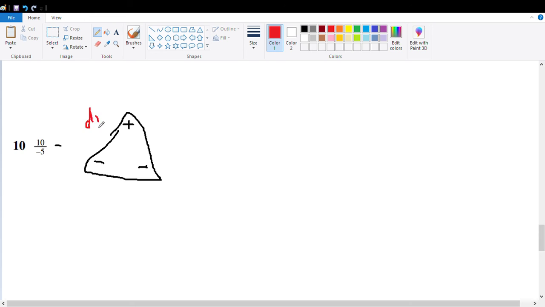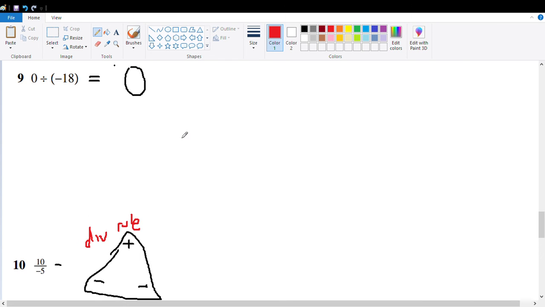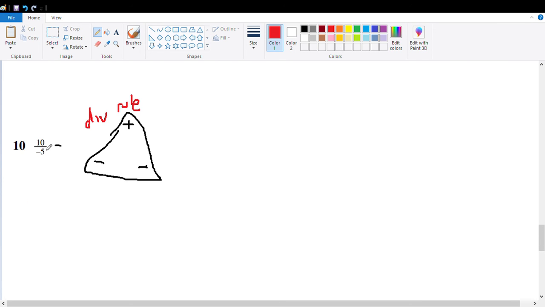So again, we're going to do the same rule. Let me put the division rule. So this is the division rule. Same thing as the multiplication rule. We're going to select the signs of each number. The given numbers are a positive and a negative, so we are going to circle them. We're given one positive and one negative. So our answer should be what? Negative.